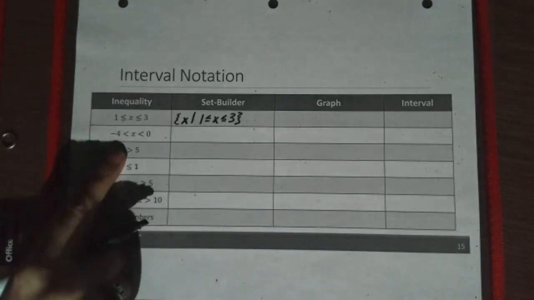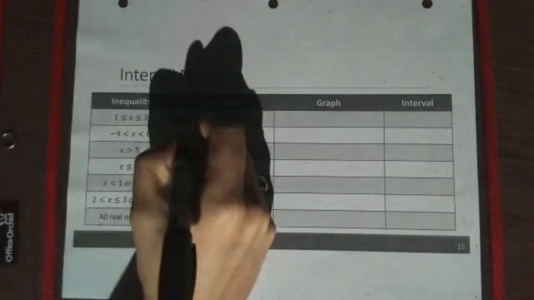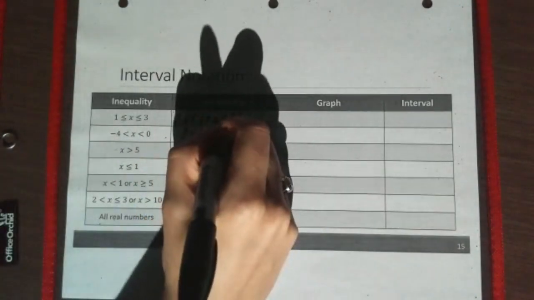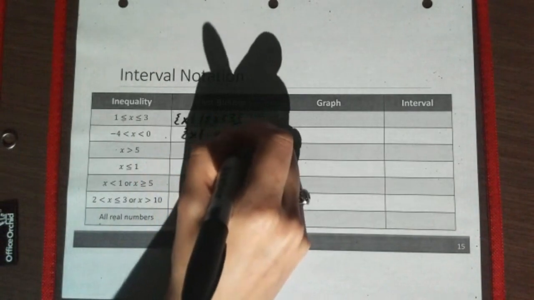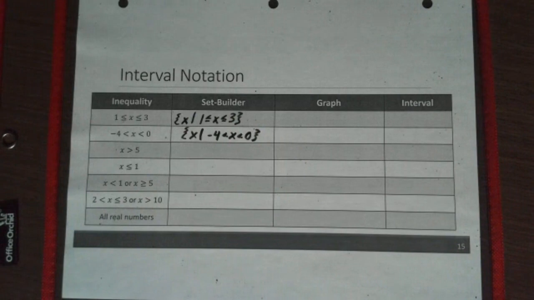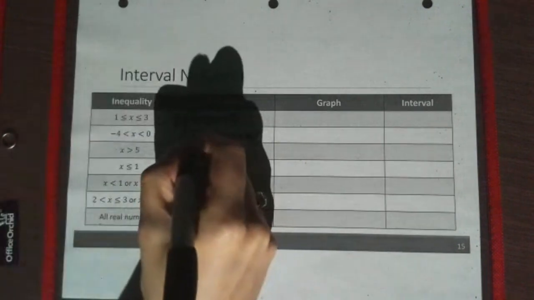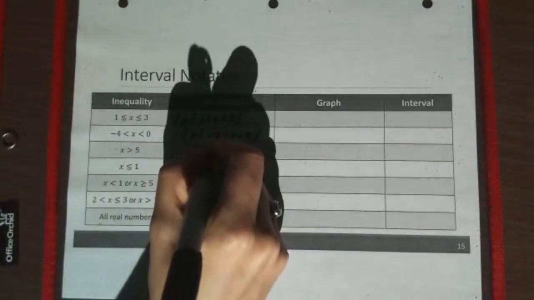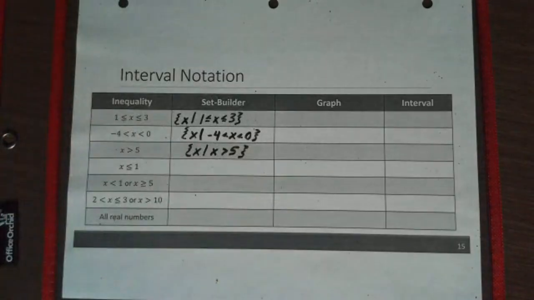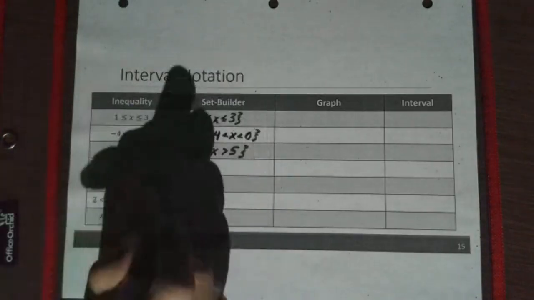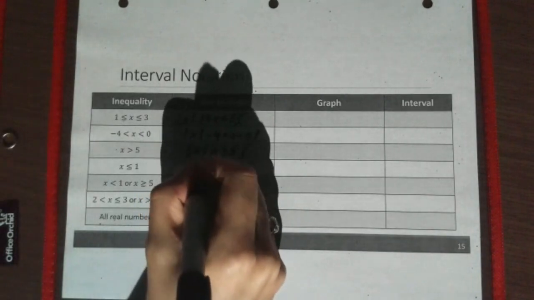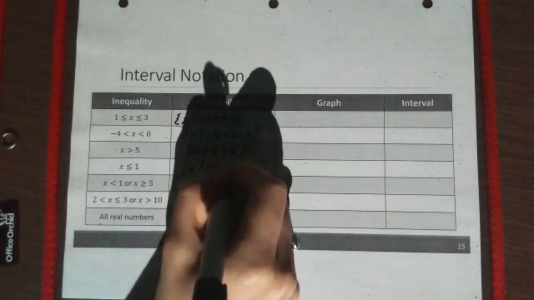For negative 4 is less than x, which is less than 0. That's going to be the set of x such that negative 4 is less than x is less than 0. For x is greater than 5, we're looking at the set of x such that x is greater than 5, and that's it. For x is less than or equal to 1, we will have the set of x such that x is less than or equal to 1.